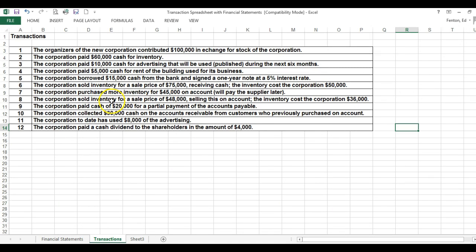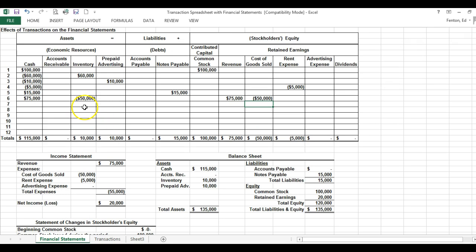Transaction 7. The corporation purchased more inventory, $45,000 on account. So we're going to pay this later. We're not using cash today, but we are buying inventory and we owe for it. We're going to increase the inventory account, $45,000.